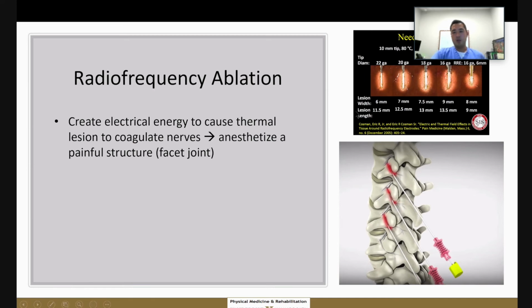And so I left this picture in, but really the bottom line is that there's different needles people can use, and they can cause different lesion sizes based on the gauges of the needle. So intuitively, the larger gauge needle you use, the larger area of the ablation that can occur.